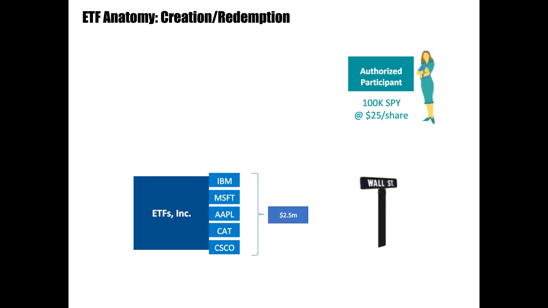In this case, the authorized participant has sent $2.5 million worth of IBM, Microsoft, Apple, Caterpillar, and Cisco, etc., which the ETF company gets. And the authorized participant in exchange gets 100,000 shares of SPY, which in this case, let's say, is priced at $25 a share. So it's a perfectly even trade. $2.5 million in stock to the ETF company, $2.5 million in ETF shares to the authorized participant.